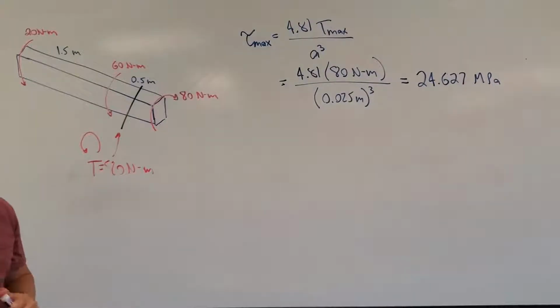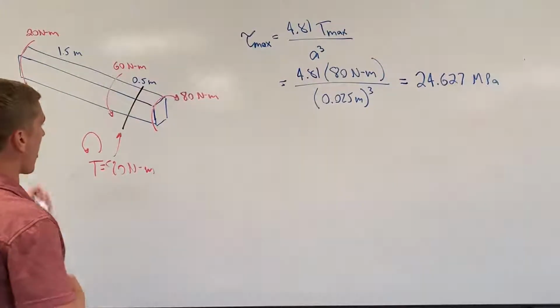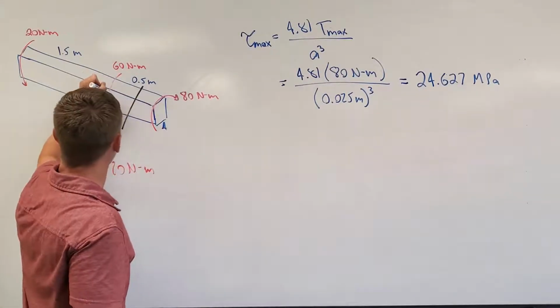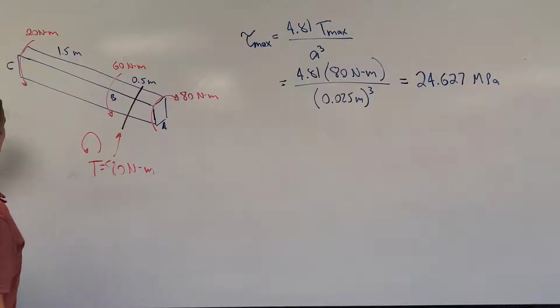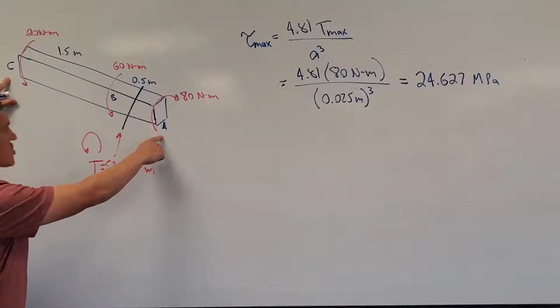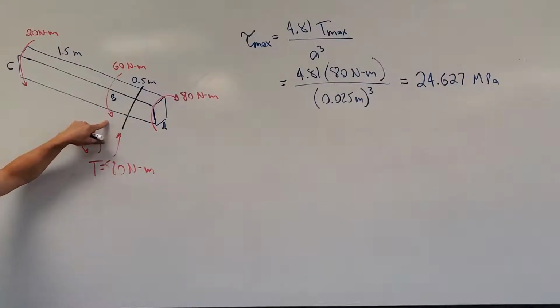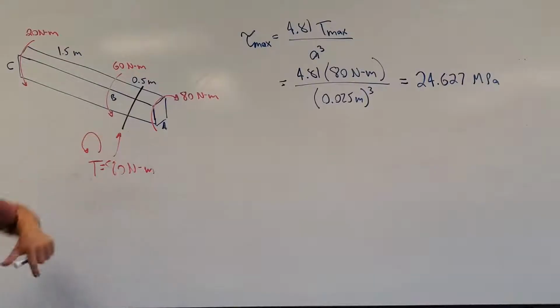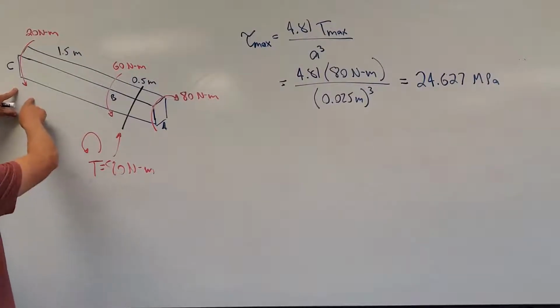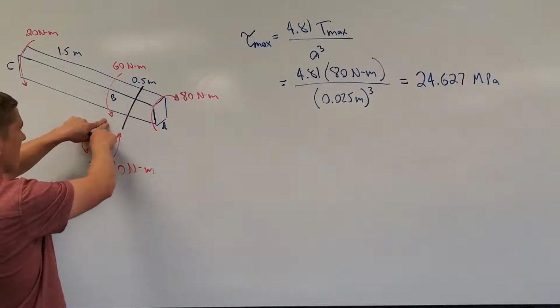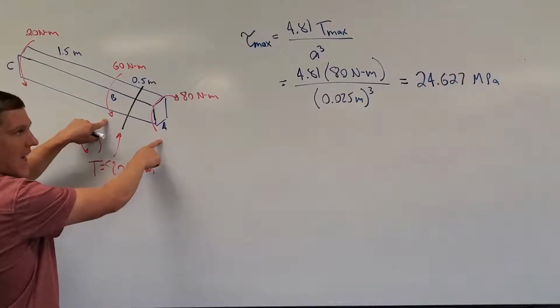Okay, the second part of this problem asked us to determine the relative rotation of the ends with respect to each other. So if we call the ends in the diagram A, B, and C, I'm looking for the angle of twist in between A and C. Well, just like we did in the last problem, because I have this internally applied torque as well, I have to split this up into two problems. I'm going to have an angle of rotation between C and B, and another angle of rotation between A and B.